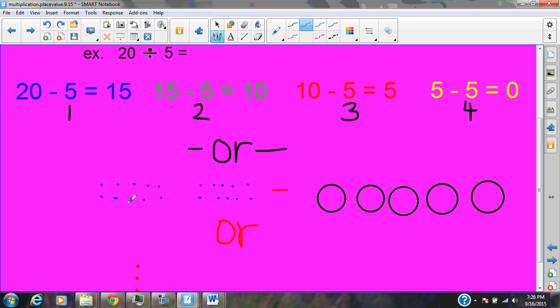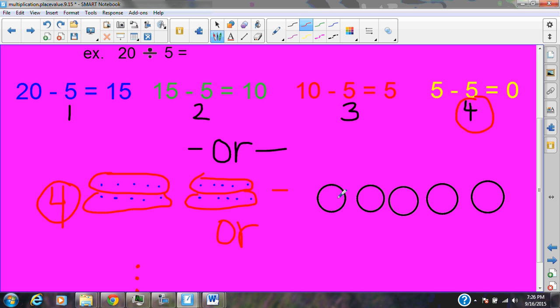Let's try. Here I could circle these 5, 5 here, and 5 here. How many groups was I able to circle? 4. I have a group here, 1, 2, 3, and 4. So again, I'm able to figure out my answer, and I get the very same answer as when I do repeated subtraction. I can try it the other way.